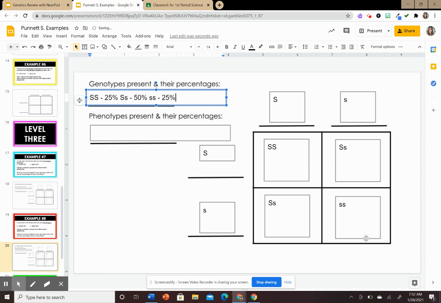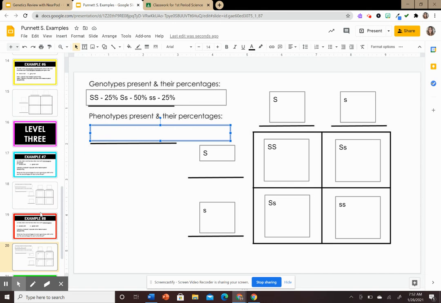If you're not sure if you did this right, add up your percentages. If they are more or less than 100, you did something wrong. Okay, so we did that. We finished. That was easy, right? I hope so. So let's go down to phenotypes.